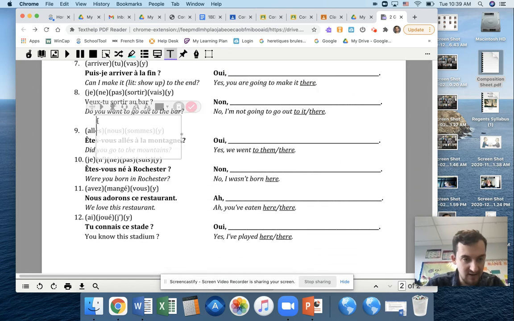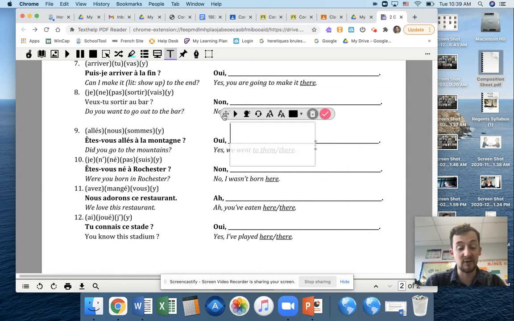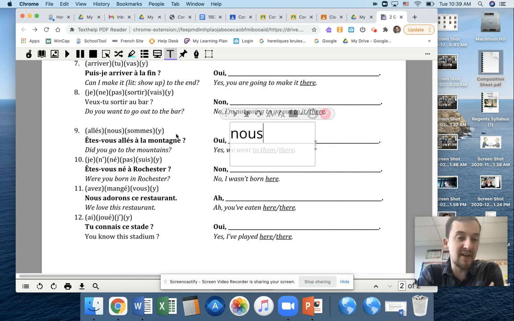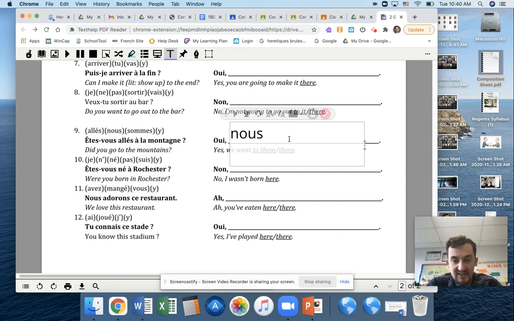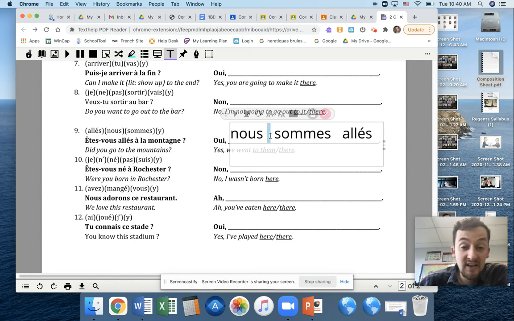All right, last one. We'll do it real quick. You've got allé as a past participle. Nous is a subject, so you could even go ahead and put that first. Sommes is your verb, and y. So, êtes-vous allés à la montagne? Have you gone to the mountains? Yes, we went to them. So I would, again, put your Y in last. Nous sommes allés, we went. And then where does your Y go in the past tense? It's going to go in front of your auxiliary verb. D'accord, right? Past participle gets no love. No love for the PP baby.